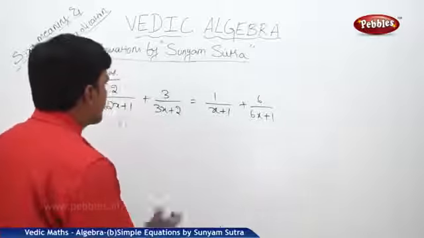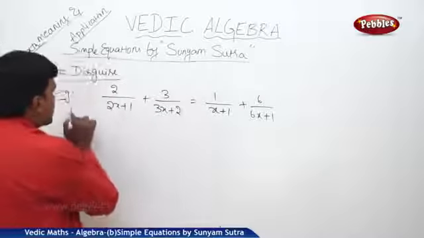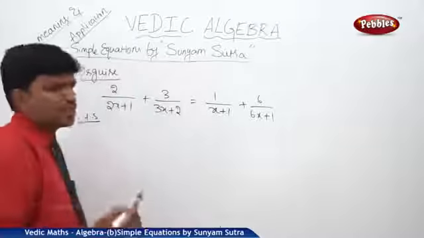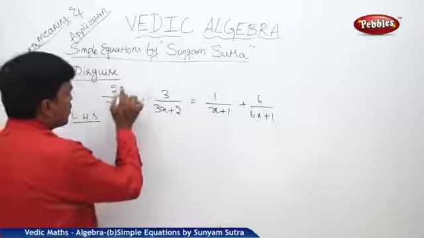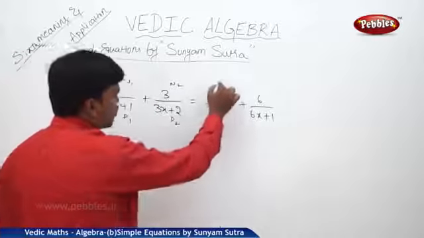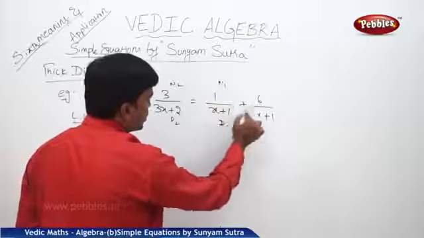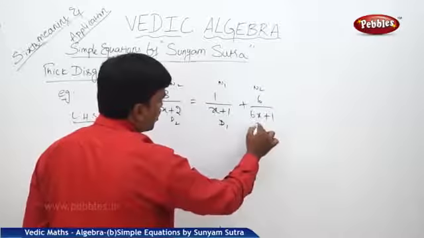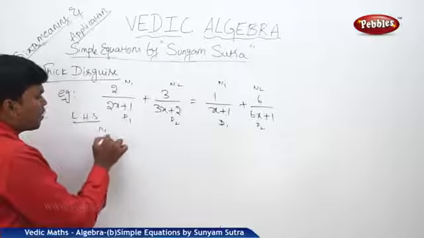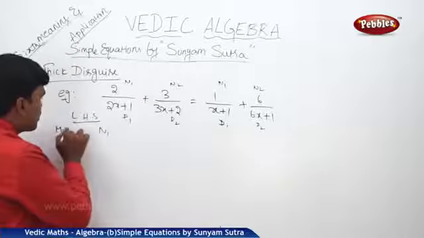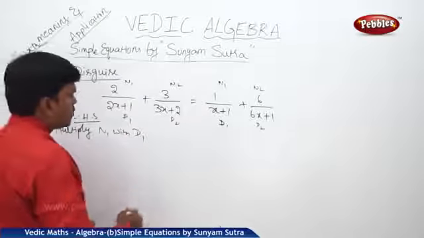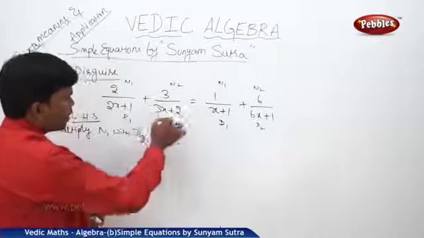First of all, let us see the LHS. On the LHS part, cross multiply and see the terms. So first, this is numerator 1, denominator 1, numerator 2, denominator 2. Here also numerator 1, denominator 1, numerator 2, denominator 2. So first on the LHS, multiply numerator 1 with denominator 2, yeah, cross multiply.